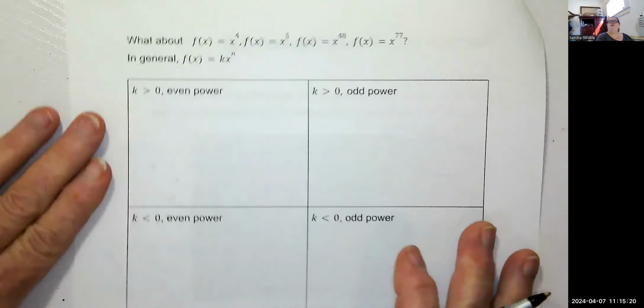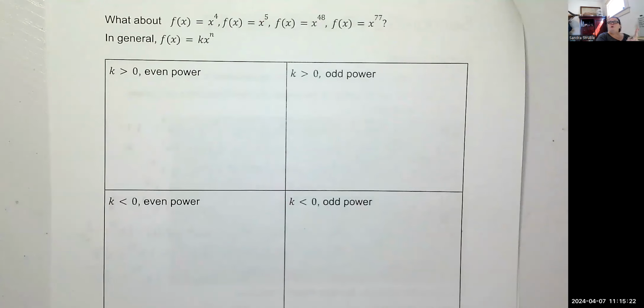There's a really neat thing that I'm going to give you, this little tool right here. Those are just square and cubic functions. What about f(x) = x to the 4th, x to the 5th, x to the 48th, x to the 77th? How do we know what our end behavior is for each of those functions? I'm going to give you a little tool here to know what to do.